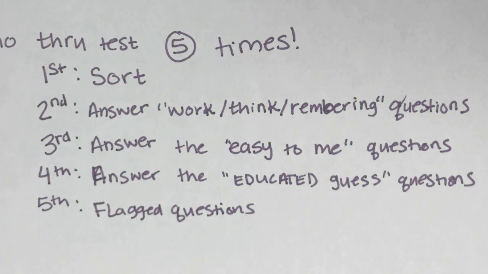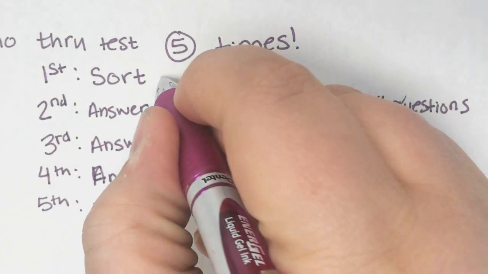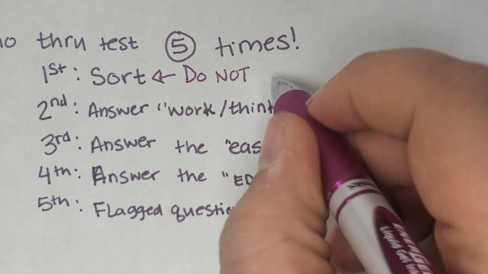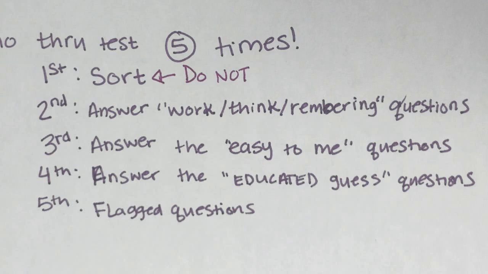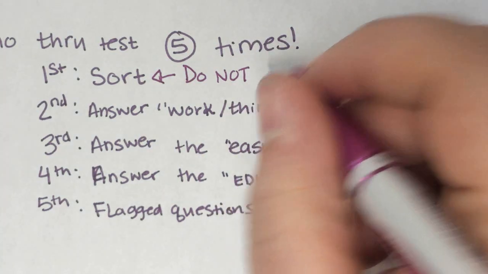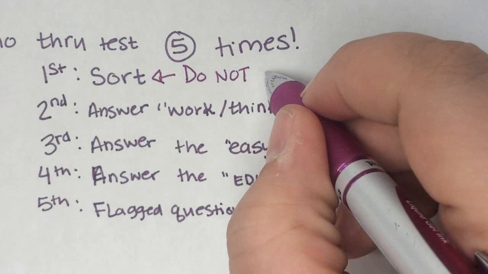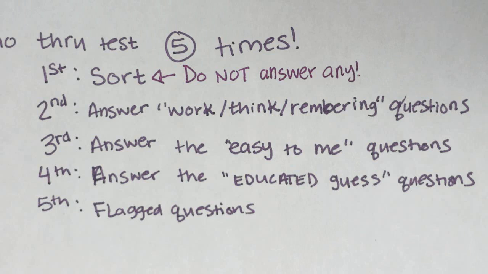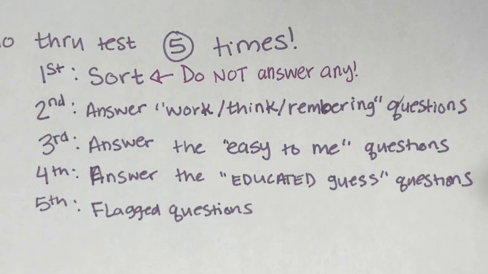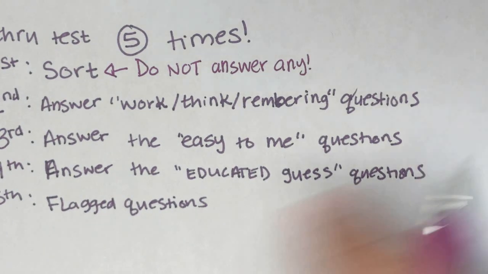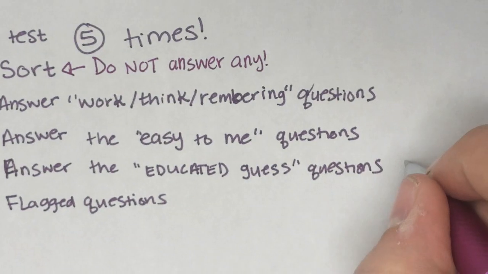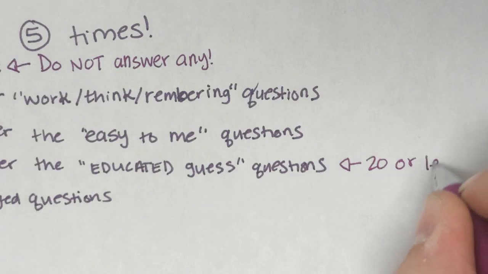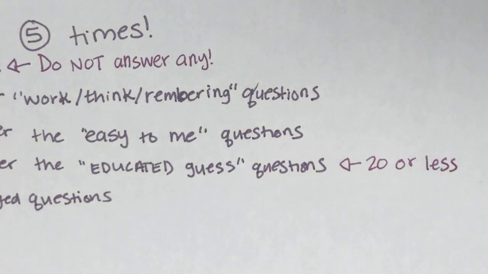A little side note I want to make is that while you're sorting questions, you do not answer anything. I don't want any brain power to be used while you're sorting questions. This is really just getting a preview of all of the math that's going to be on the test. So you're not answering anything here. Okay. And the next thing is, if it's at all possible, we want 20 or less questions in our educated guess column.